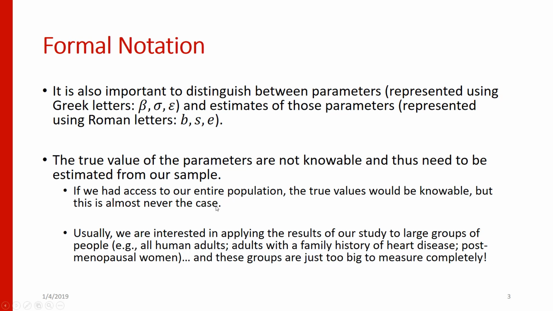So again, if we had access to the entire population, those true values of the parameters would be knowable, but that's almost never the case. And usually we're interested in applying the results of our study to a large group of people, right? So we're going to try to measure maybe older adults, or postmenopausal women, or adults with a history of heart disease, whatever our population is. We're going to sample from that population, and we'll probably try to get a big sample, and a representative sample, but it won't be everyone. So then we have to make an inference about the fitted values, the estimates that we see in our data, and the parameters that exist in the population.